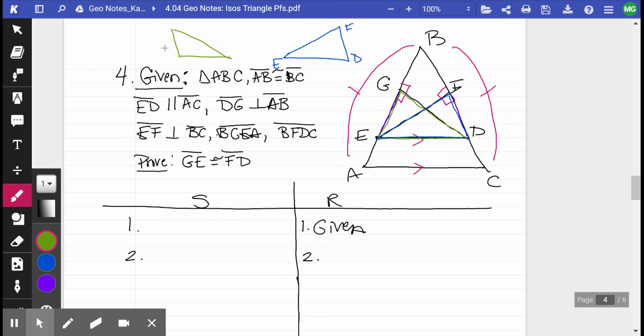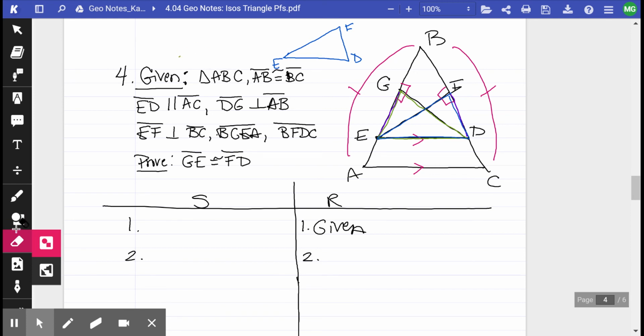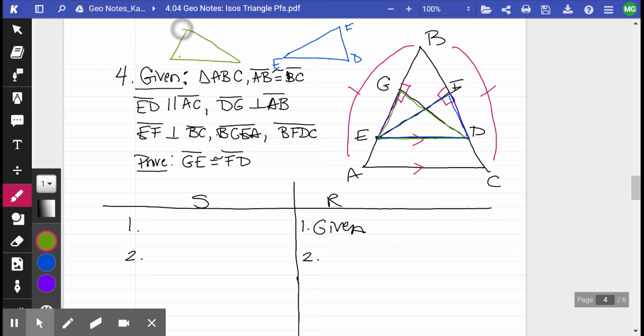E. I don't know why I drew that with an obtuse angle there. E, G, D. So we know we have right angles here. And we also know that they share a side right here. And that's really all we have at this point. So now I'm going to work forward and just conclude from my given.